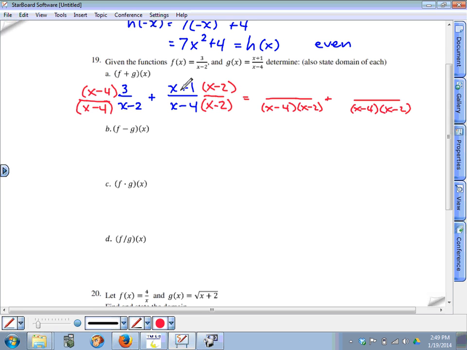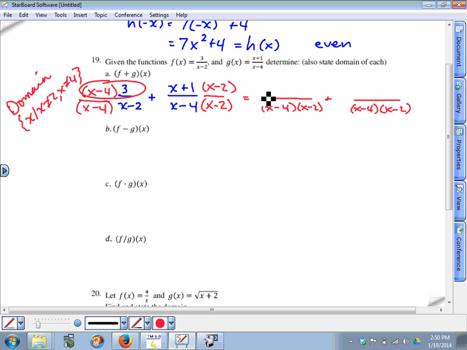In order for these two to be added together to form one expression, the denominators had to be defined. So before even adding these together, we probably should determine what the domain is. Domain: x cannot be 2, x cannot be 4. And write that over here. The domain for part A, all values of x such that x does not equal 2, and x does not equal 4.